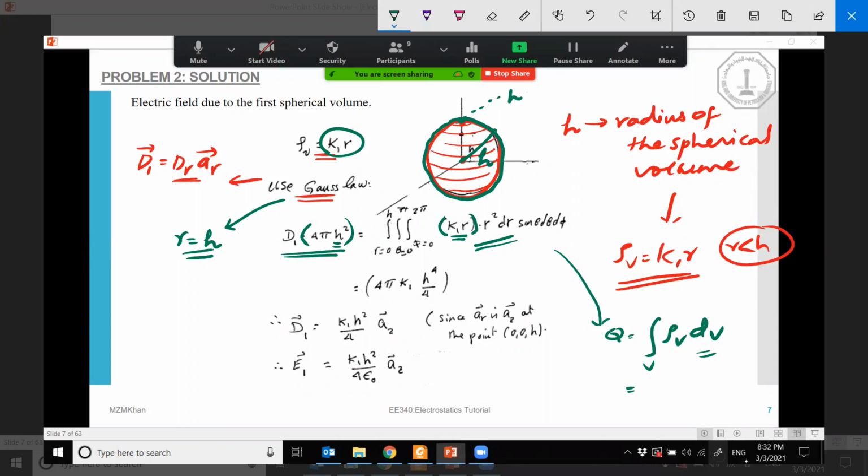And where r goes from 0 to h. Why? Because only your charge is in this region from 0 to h. And theta and phi will take the complete ranges, because it's a spherical volume. So theta will take from 0 to pi, and phi will take from 0 to 2 pi. And you are keeping your charge density inside. So this will become r cube. And therefore, what you will get?